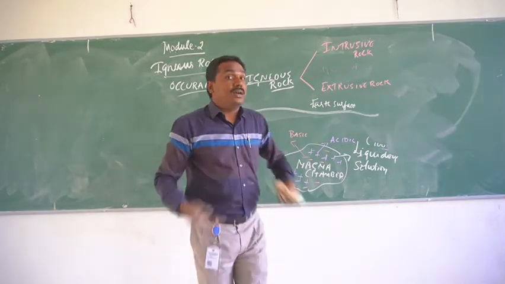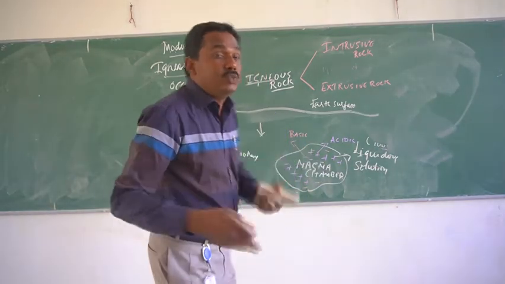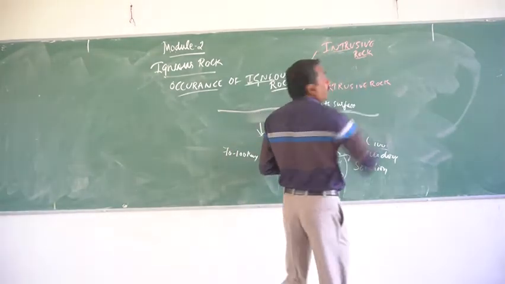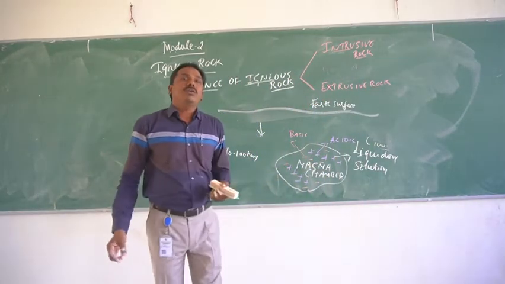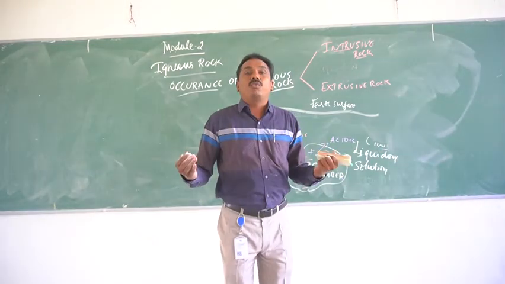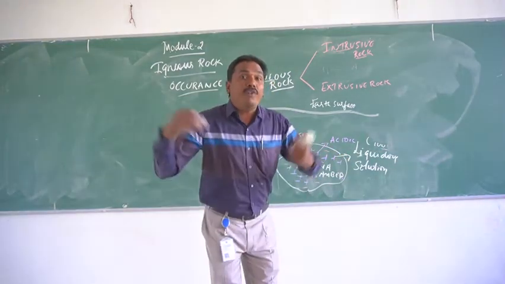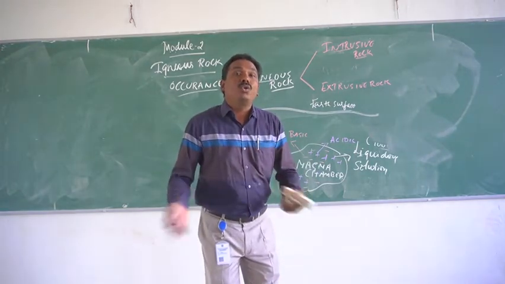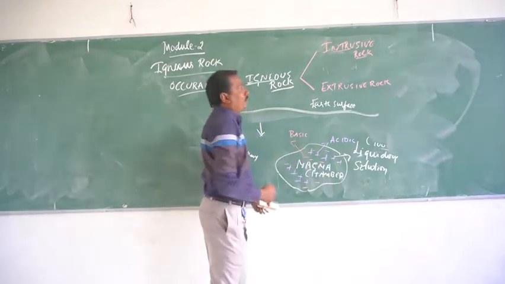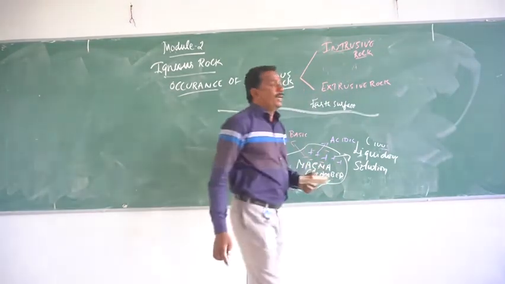Whatever the activities going on beneath the surface, that part we call intrusive rocks. Intrusive rocks in the sense, we all know that beneath the earth surface there is a rock body. How does it form? The magma chamber tends to cool and solidifies, whatever the activities going on beneath the earth surface, that is called the intrusive rocks.